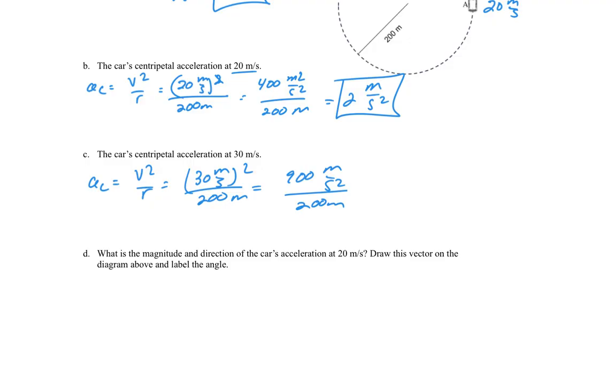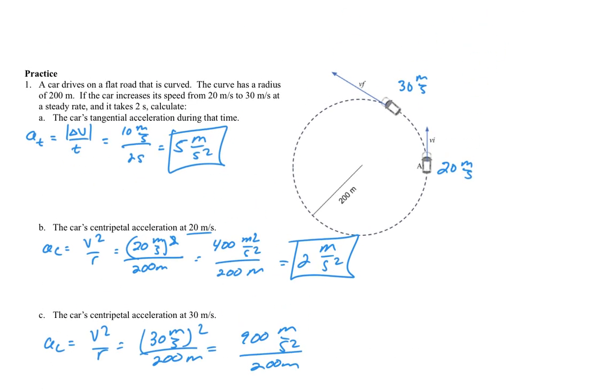So when they ask what is the magnitude and direction of the car's acceleration at 20 meters per second, draw this vector on the diagram above and label the angle. So let's take a look. I'm going to change the color of the pen here just so we can see it a little bit better. We know we're going to have this centripetal acceleration, and we calculated that to be 2 meters per second squared. And we know we're going to have this tangential acceleration that we calculated to be 5 meters per second squared.